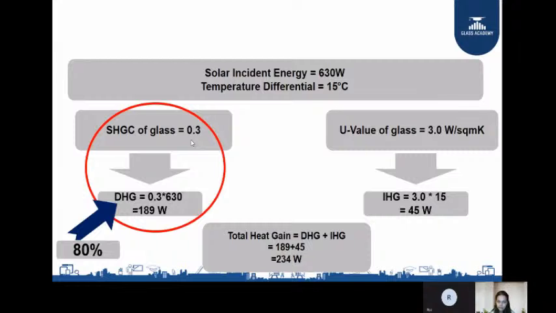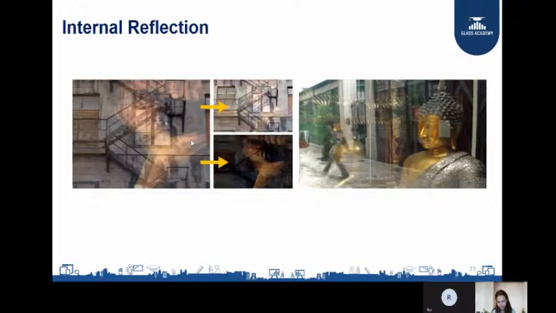Direct heat gain is because of SHGC. Why? Because it is directly related to the solar radiation. This particular heat is directly coming from the sun. And U value heat, we call it indirect heat because it depends on the temperature difference. It is coming indirectly. If you do not have the temperature difference, this particular heat will not transfer, right? That is why we call it indirect heat. So you just find total direct heat gain and total indirect heat gain, and then you add it.